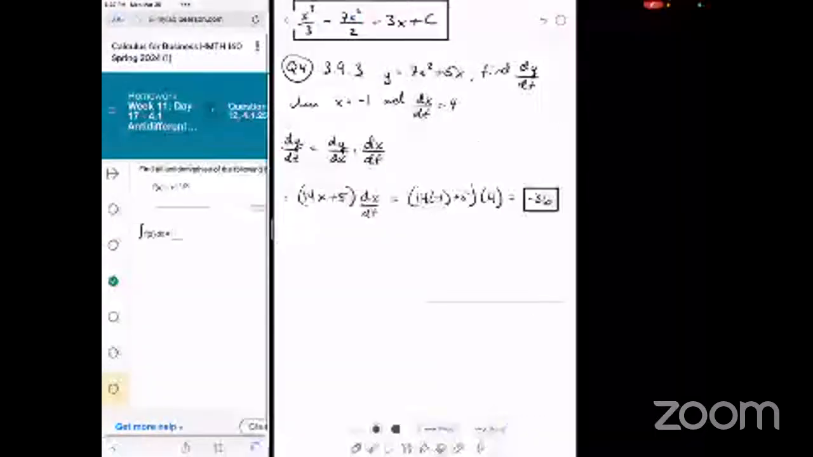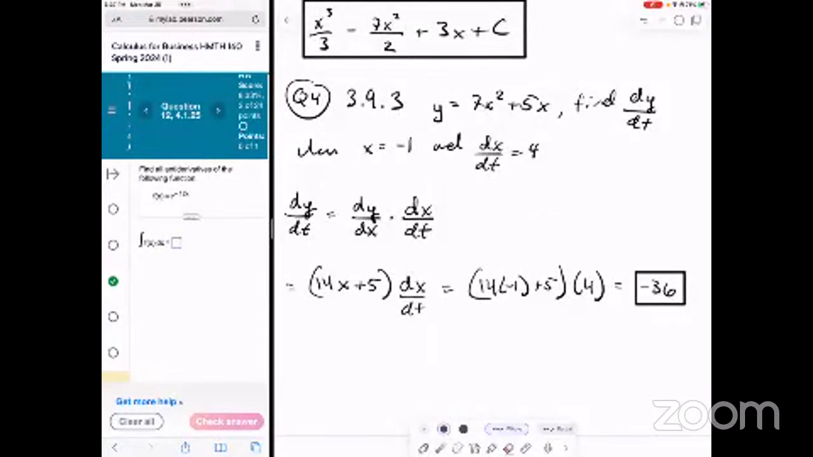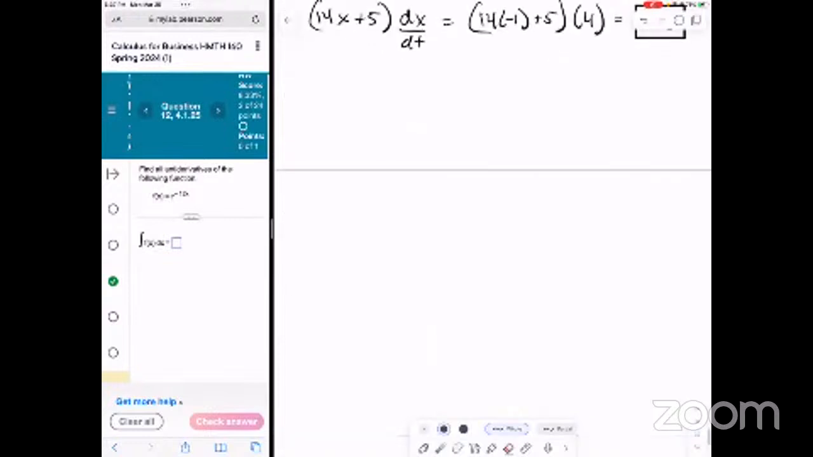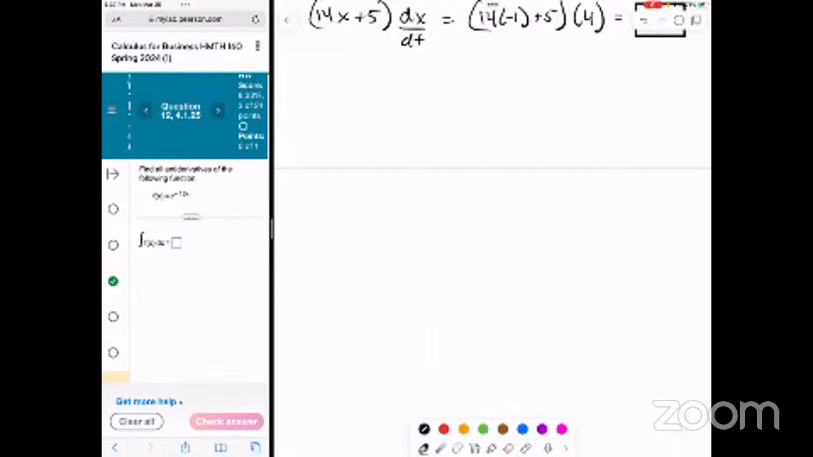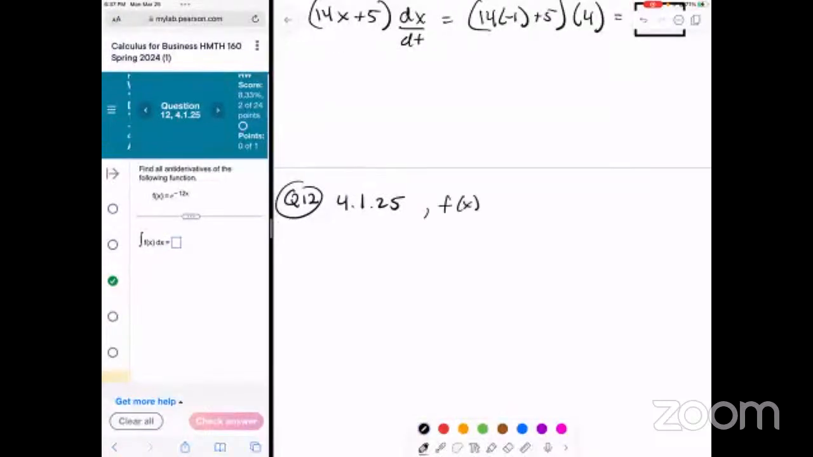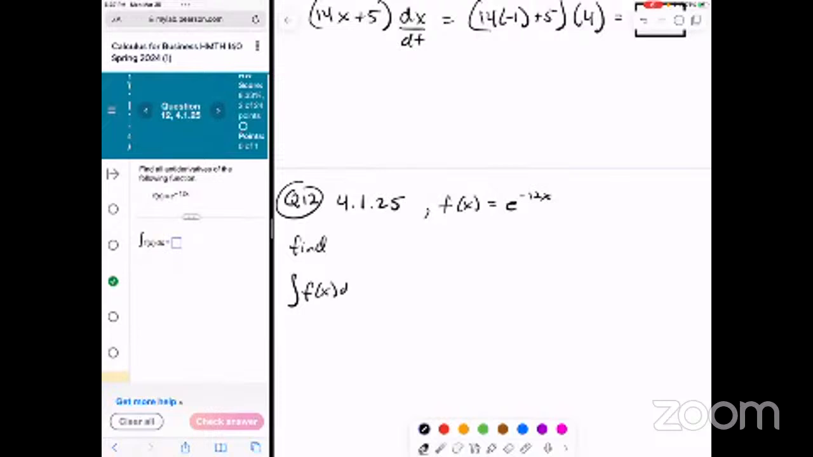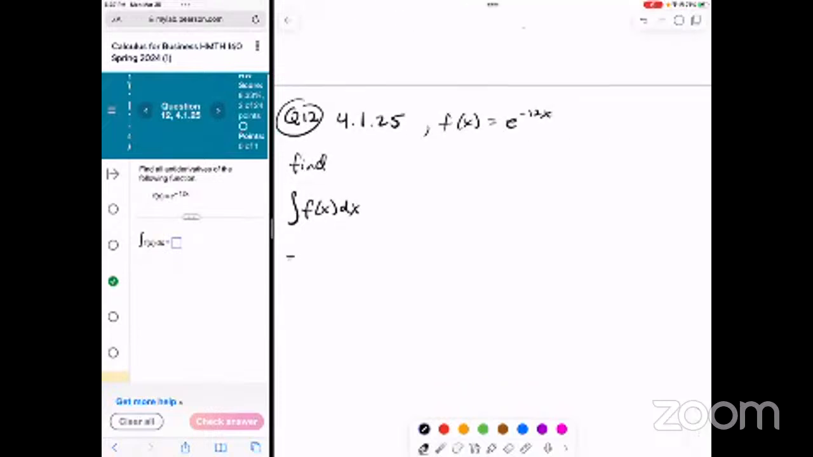Okay. So find all antiderivatives. This comes from 4125. So we're working on question 12. This comes from section 4.1, question 25. Basically, we're given f of x equals e to the -12x, and we want the integral of f of x dx. So that's going to be the integral of e to the -12x dx.